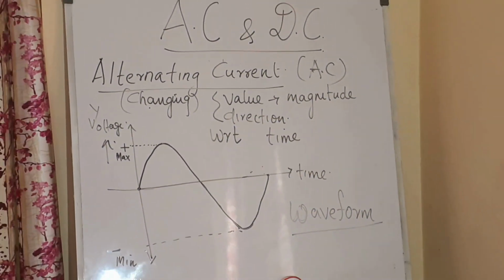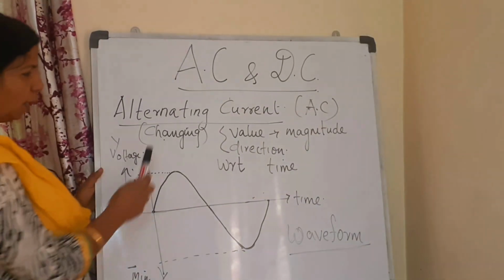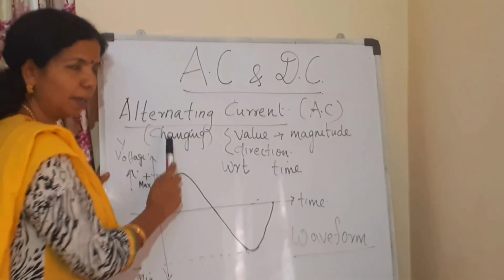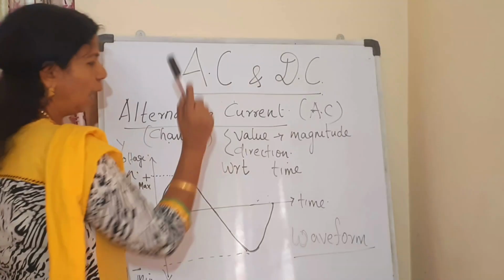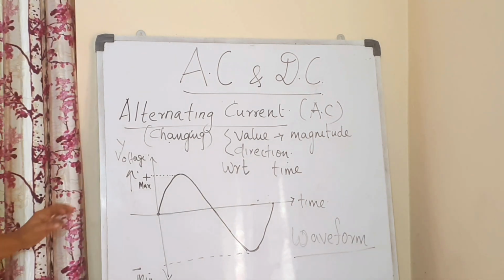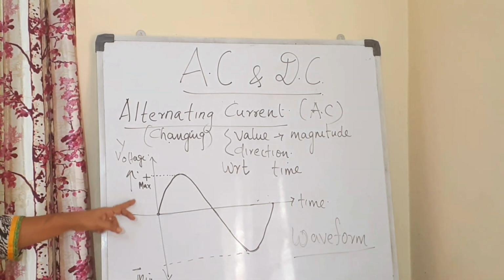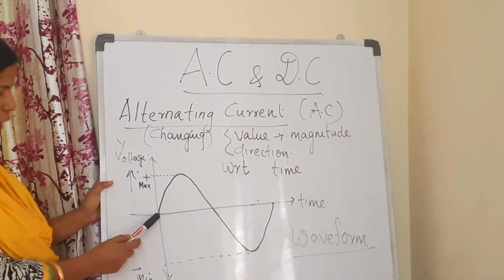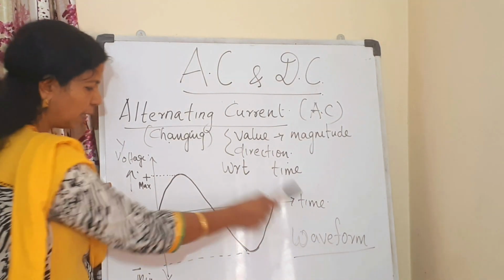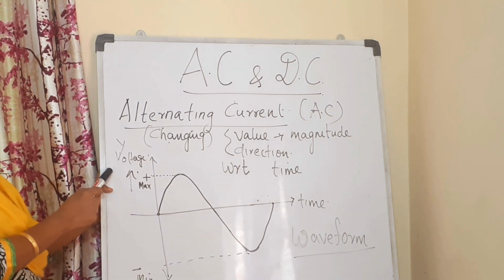So how does the AC waveform look? What is alternating current? An alternating current means a current whose magnitude and direction change with respect to time. And how does the waveform look? It starts from 0. On the x-axis you are plotting the time, and on the y-axis you are plotting the voltage.